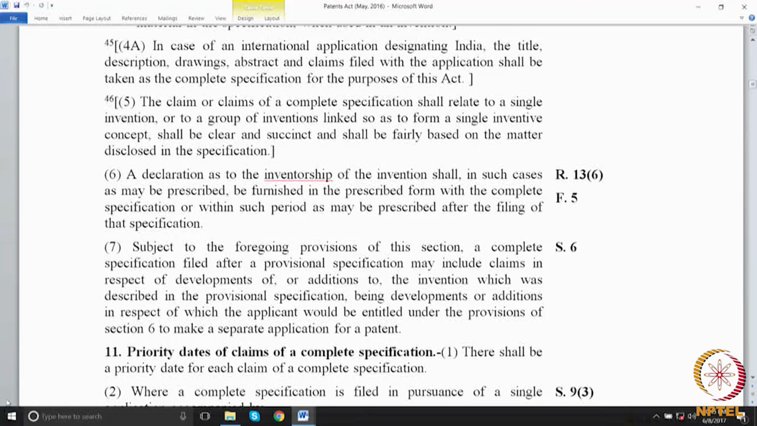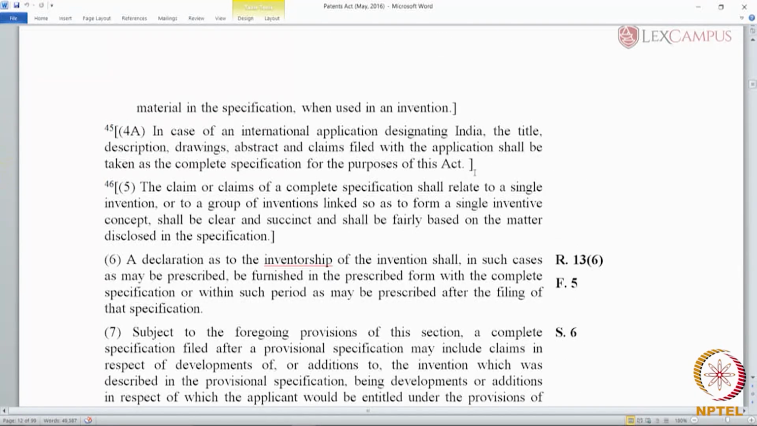Now, many of the requirements in section 10 are that the complete specification shall describe the invention, there shall be a full and particular description of the invention, there shall be a disclosure of the best method, the claim shall define the scope of the invention, there shall be only one single invention per application, the claim shall be clear and succinct, and the claim shall be fairly based on the matter disclosed. These are all requirements that the patent office insists on before a patent application is granted.